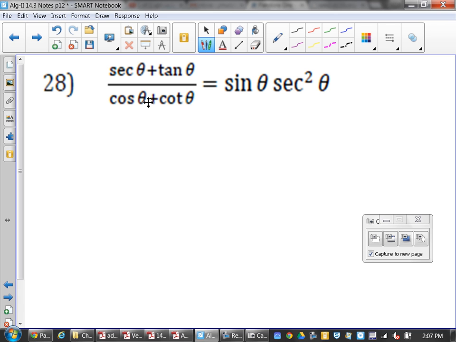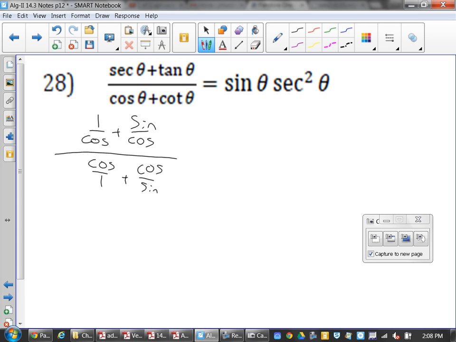So you have 1 over cosine plus sine over cosine, all over cosine over 1 plus cosine over sine. From there, it mirrors out to be basically the same problem you just did. Do you want me to finish it? Yes, because I had trouble catching on to the top one.